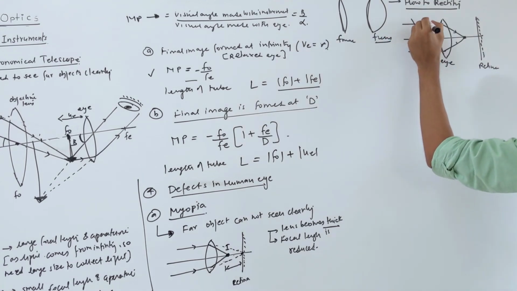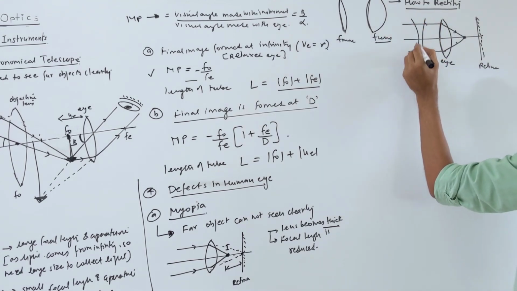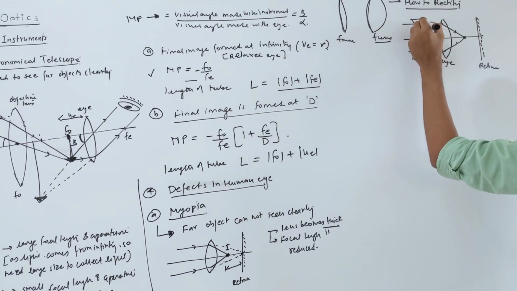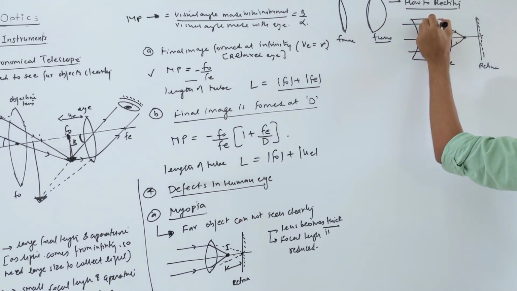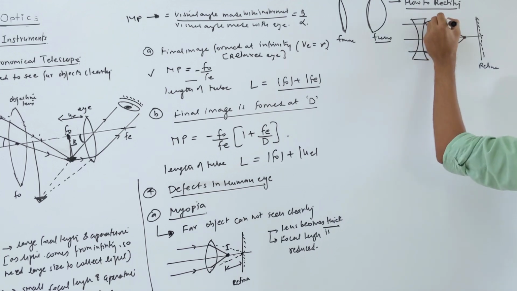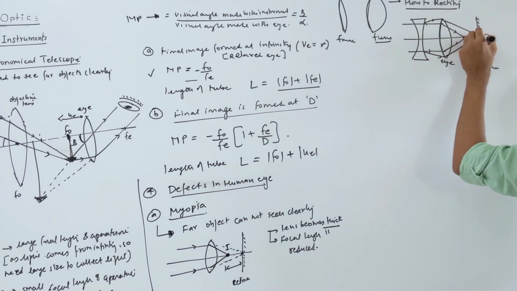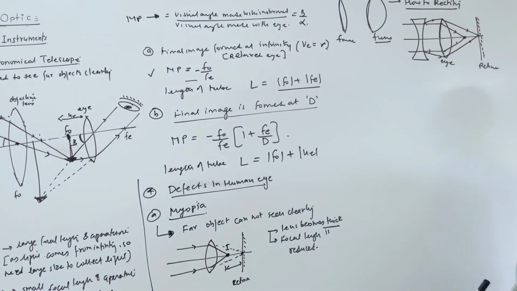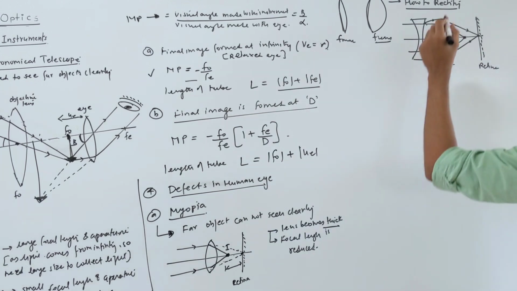So you put a diverging lens here before the eye. This is a diverging lens. So this lens will divert this light a little like this, it will come here, that light will come here. So now they will meet at what? Retina only. They will meet on the retina and make a clear image. Correct. So how to correct this?